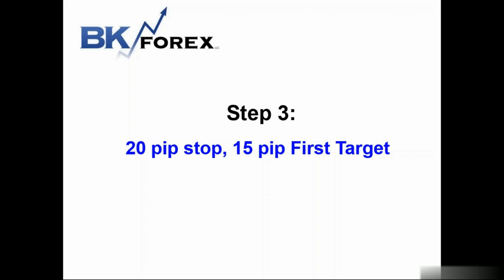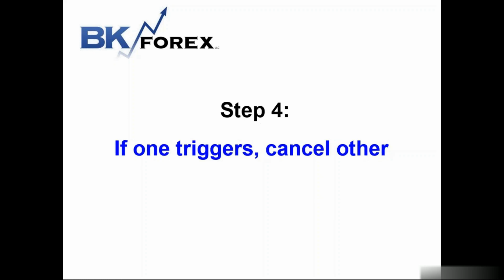Your stop is 20 pips, and your first target is 15 pips. You want to be conservative, in and out, because it's already after the news. Sometimes the large part of the reaction has already happened. If one triggers, cancel the other.